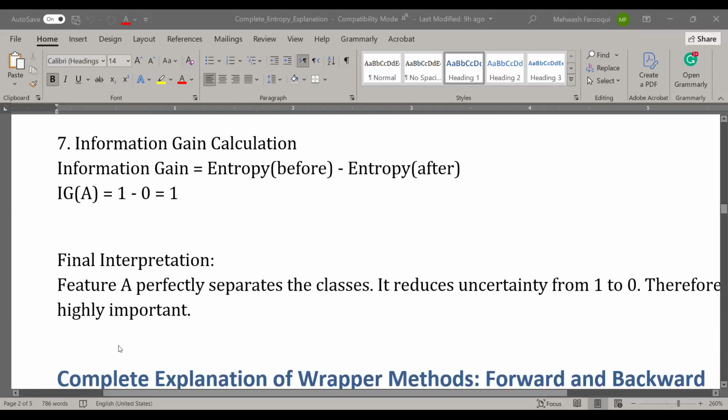So what is the final interpretation? Feature A perfectly separates the classes. It reduces uncertainty from 1 to 0. Therefore, it is a very highly important feature. So you can keep it with you, right? Because you converted from high uncertainty, 1, to 0. Okay, so therefore it is a highly important feature. In this way you can decide which features are important.